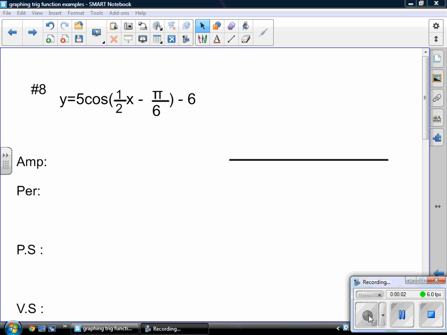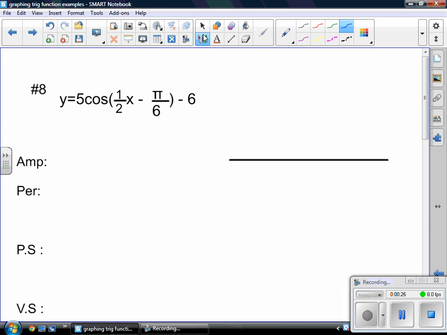Okay, now we have another cosine graph that we have to graph, and this time there are four things. All four things are changing in the cosine graph. So we're going to see what's different between this one and sine. If you have worksheet number 2, this is problem number 8 on that worksheet, or it may be renumbered, but it's in the worksheet, so you should be able to find it. Alright, so first we're going to identify what the changes are, and then we'll graph it.